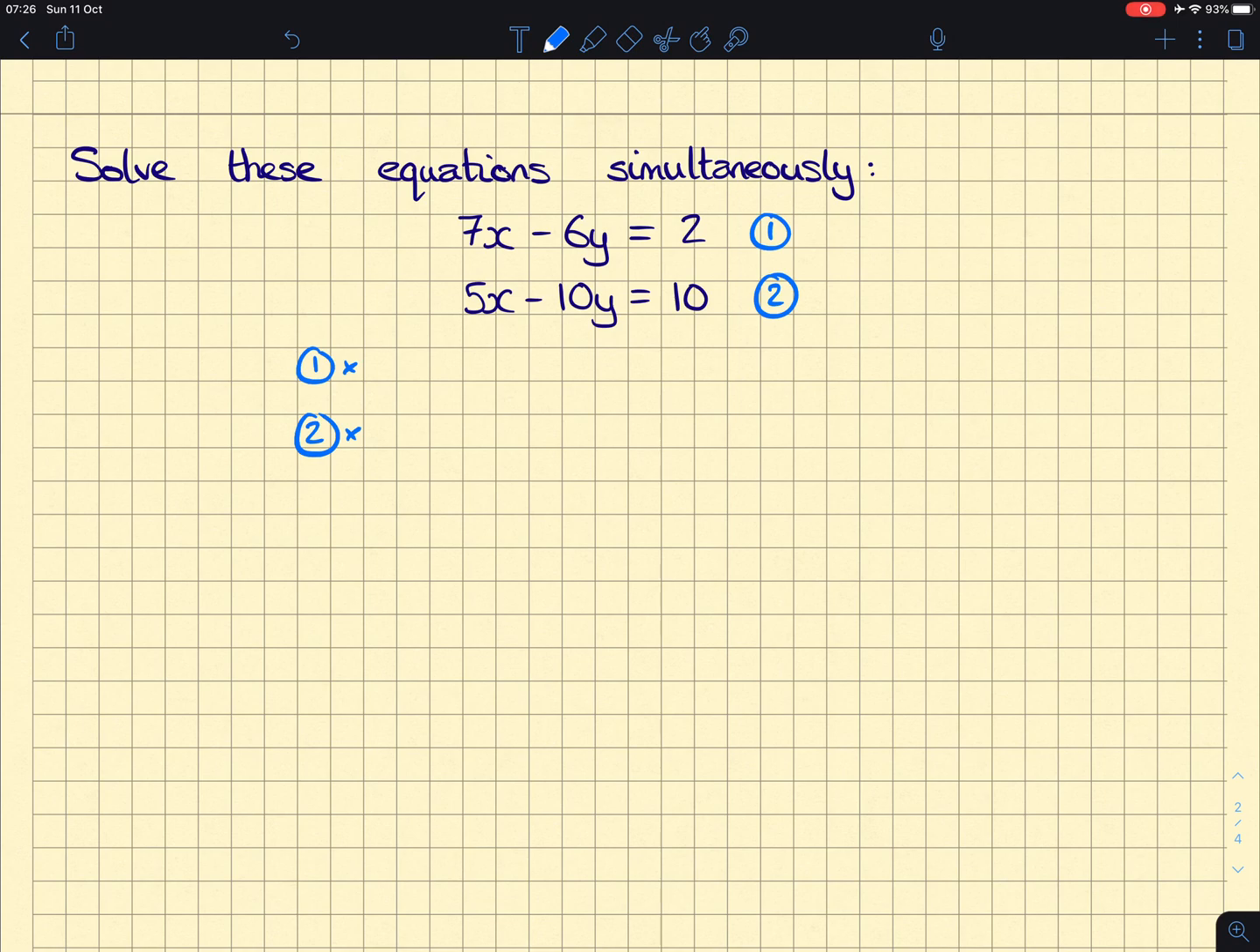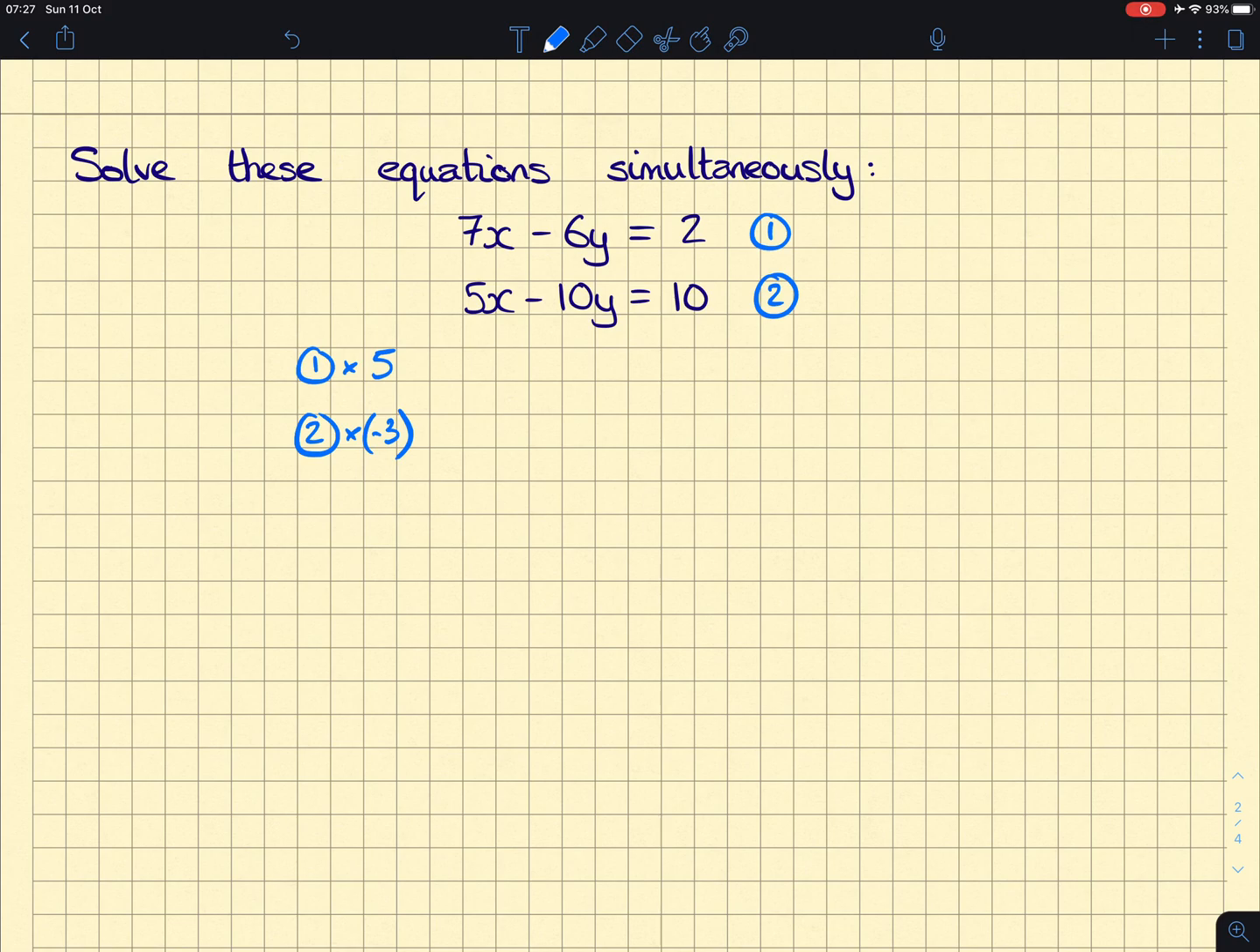Pick your poison. So here, I'm going to multiply equation 1 by 5, will give us a minus 30y, and I'm going to multiply equation 2 by a negative 3, and that will give me a positive 30y. And then I'll proceed like normal.